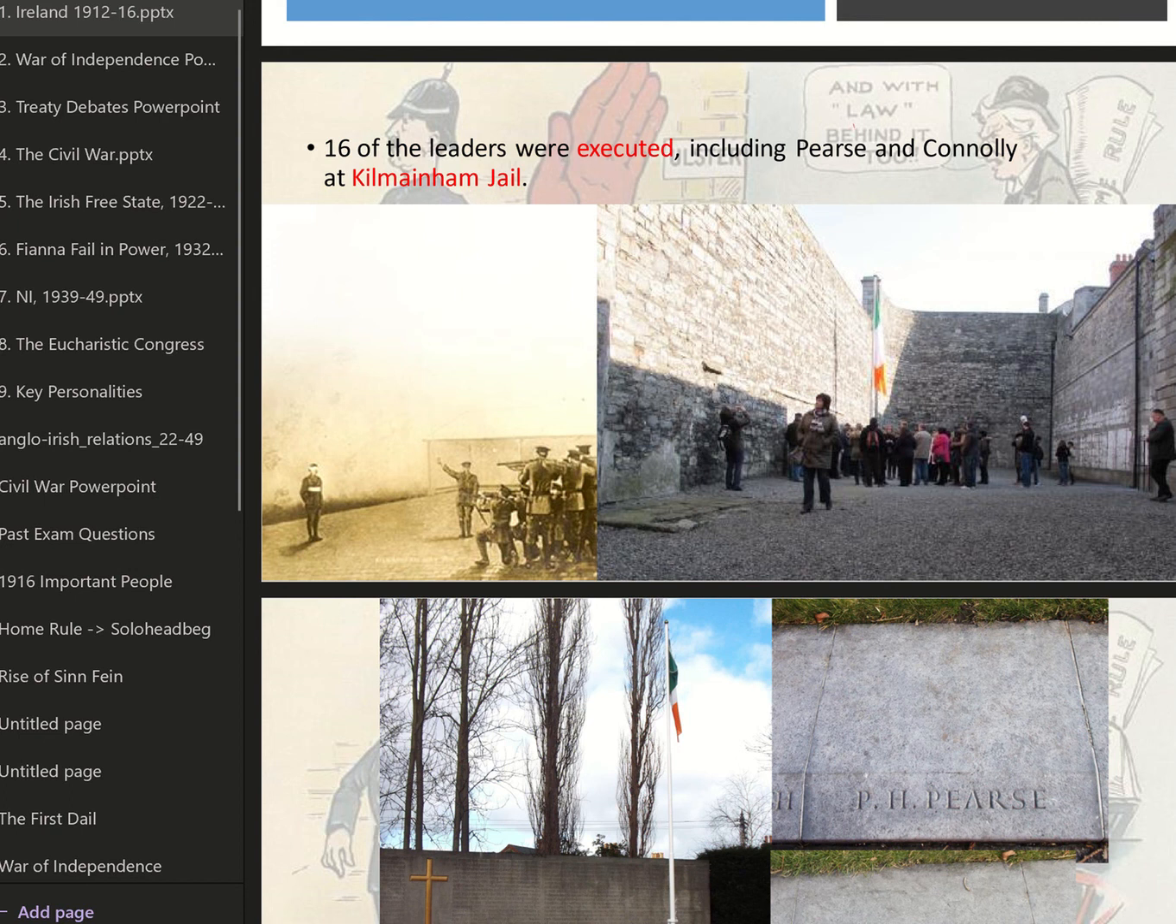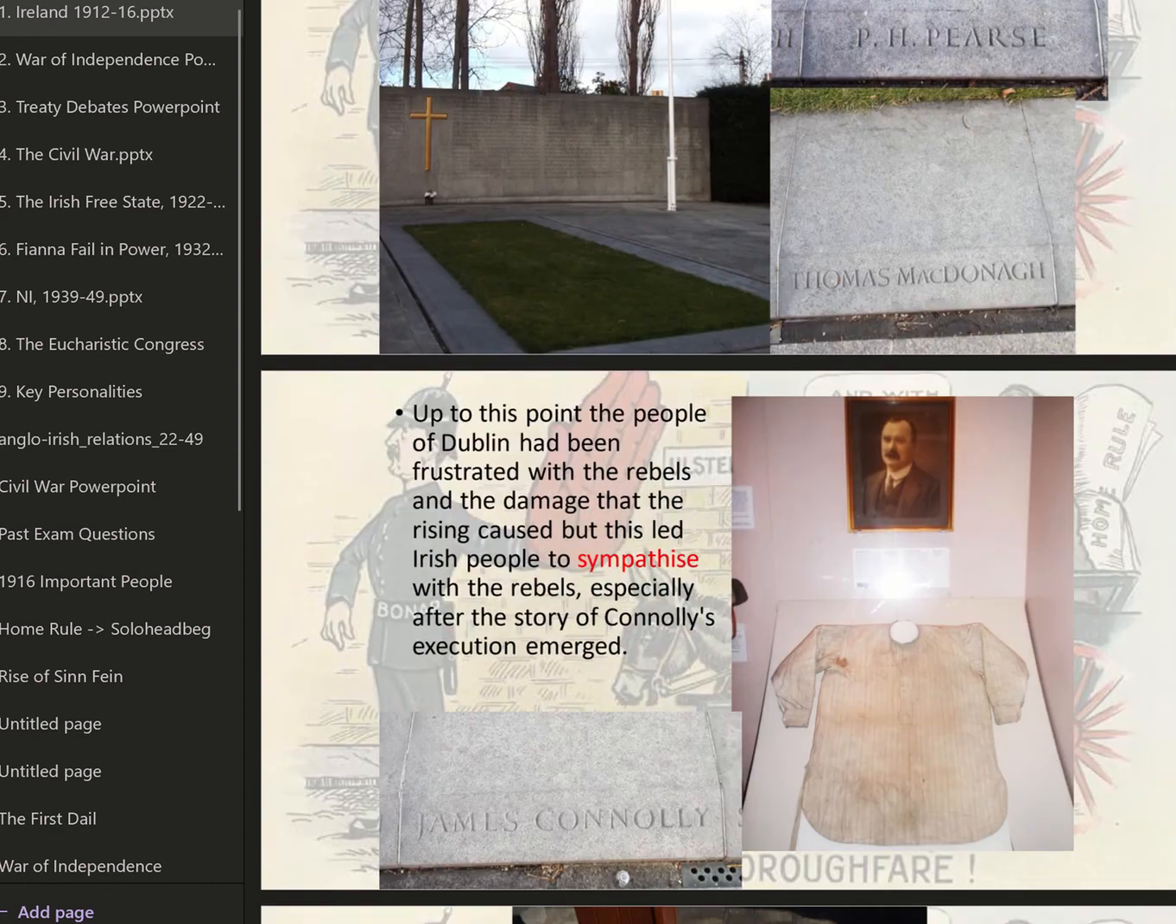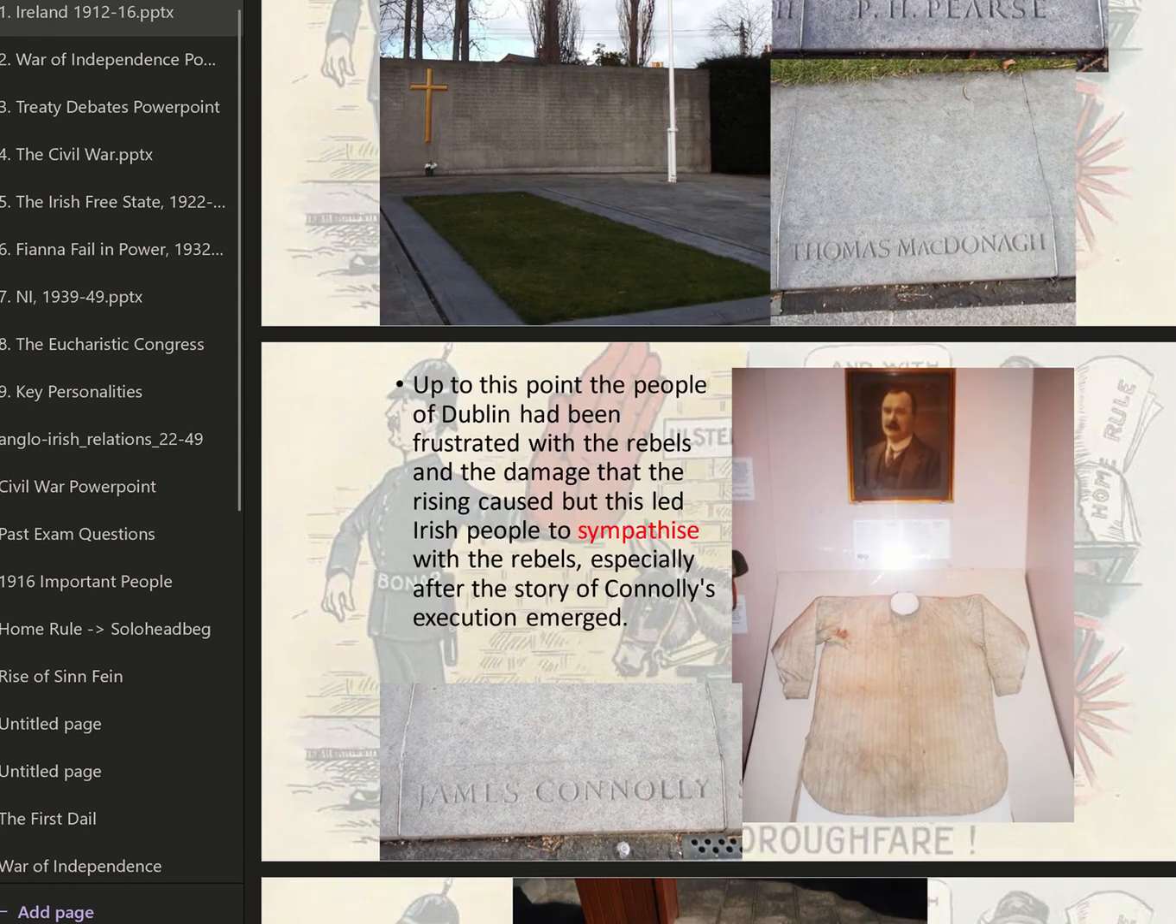So Pearse and Connolly were obviously executed along with a number of the other leaders, including some leaders that hadn't signed the proclamation. And most were killed in Kilmainham jail. One was killed down in Cork. But yes, they were killed in the courtyard of Kilmainham jail.